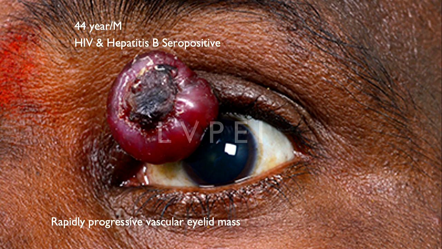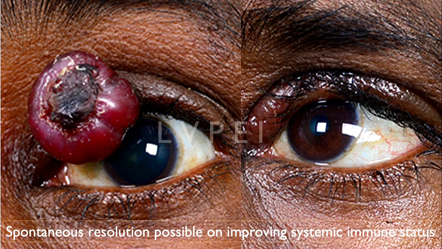Excision biopsy was tried elsewhere. There was bleeding, so the patient was referred to us. Just on starting HAART therapy, the mass came down. So spontaneous resolution is possible on improving systemic immune status in Kaposi's sarcoma.